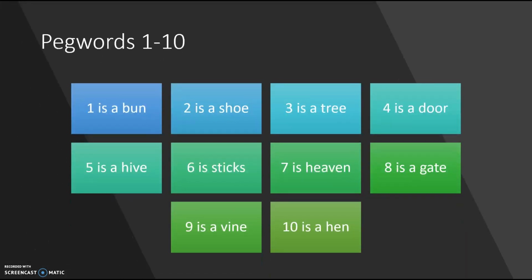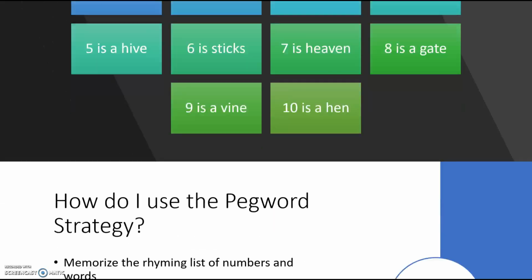So here are our peg words again, 1 through 10. 1 is a bun, 2 is a shoe, 3 is a tree, 4 is a door, 5 is a hive, 6 is sticks, 7 is heaven, 8 is a gate, 9 is a vine, and 10 is a hen. So hopefully now you've got those words and those numbers in your head. Pretty easy list to memorize.